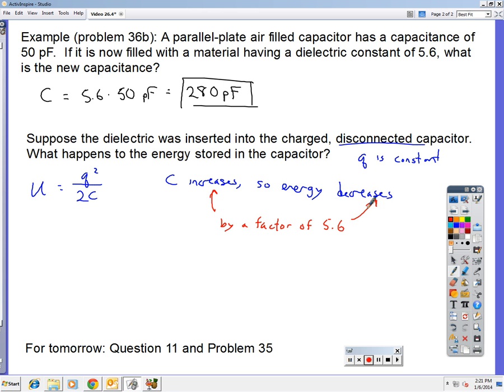Question: where did that energy go? That's another thing we'll talk about in class tomorrow. I'll also check question 11 and problem 35.